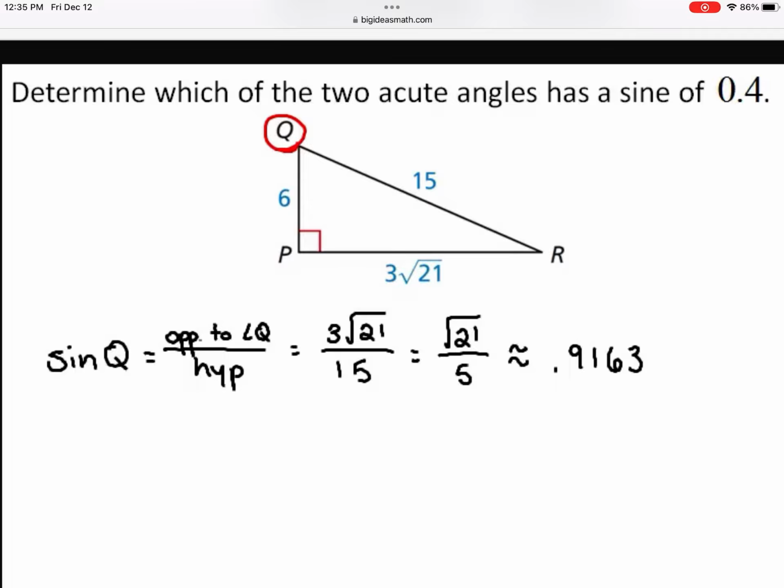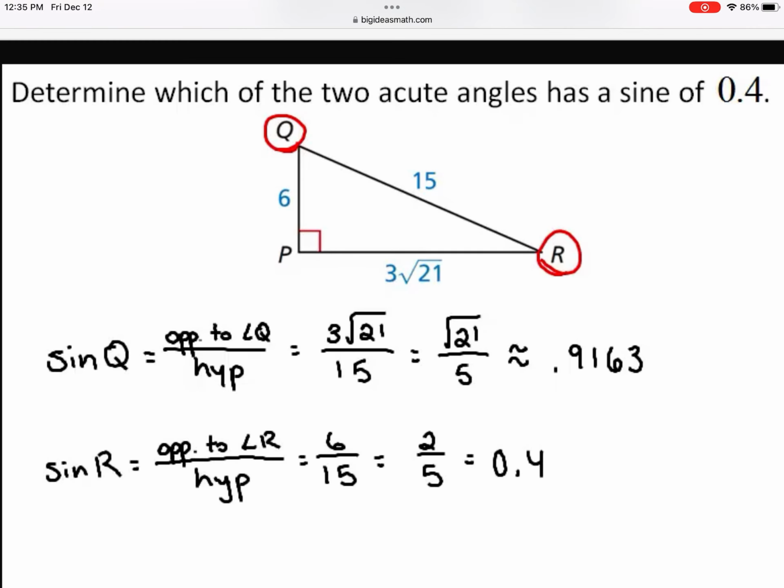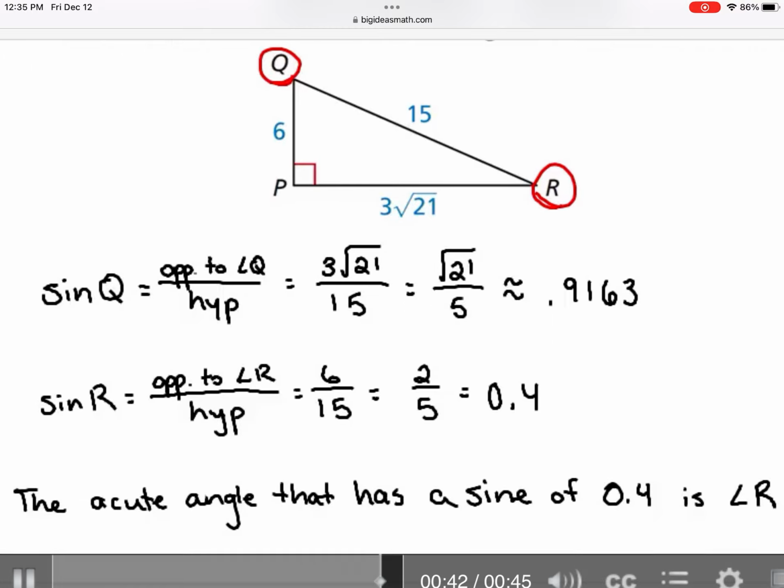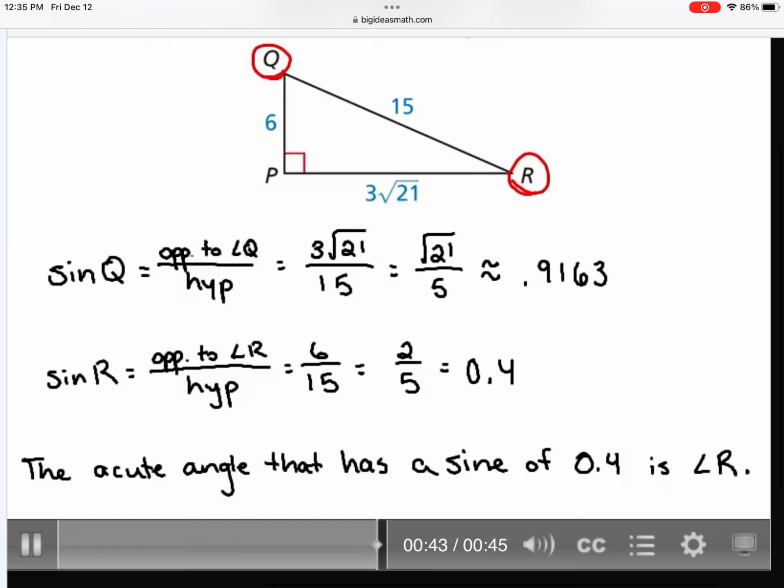9,163 ten-thousandths. And the sine of angle R equals the length of the opposite side to angle R divided by the hypotenuse, which equals 6 divided by 15, or 2/5, which equals 4/10. The acute angle that has a sine of 4/10 is angle R.